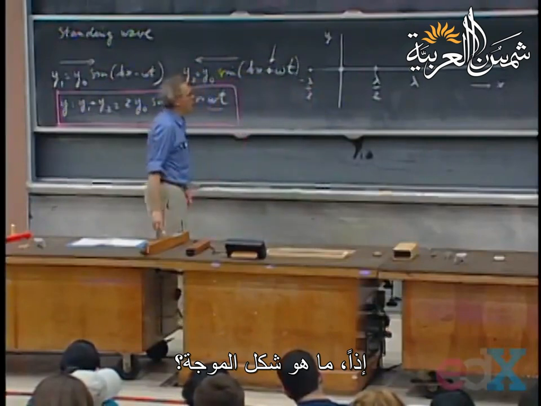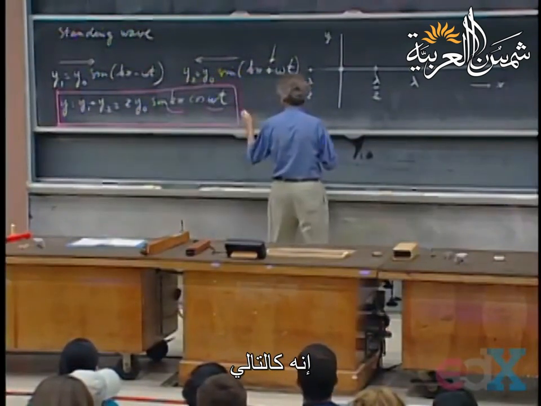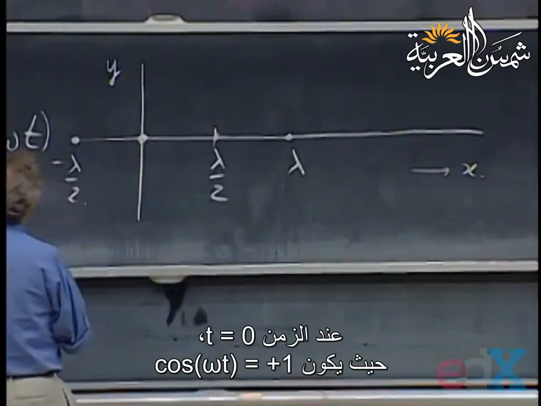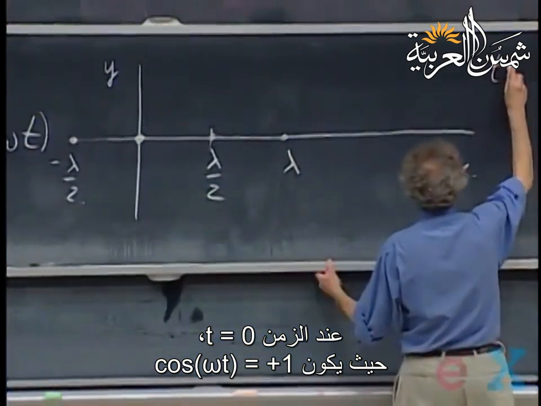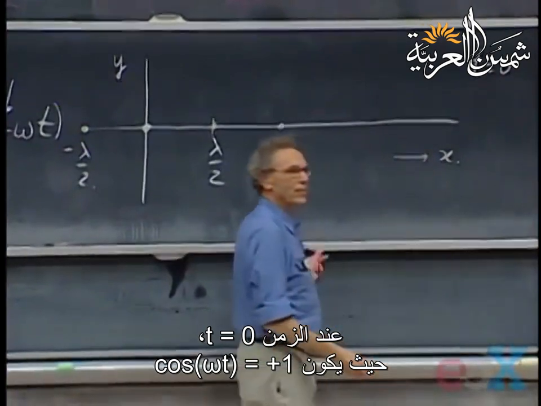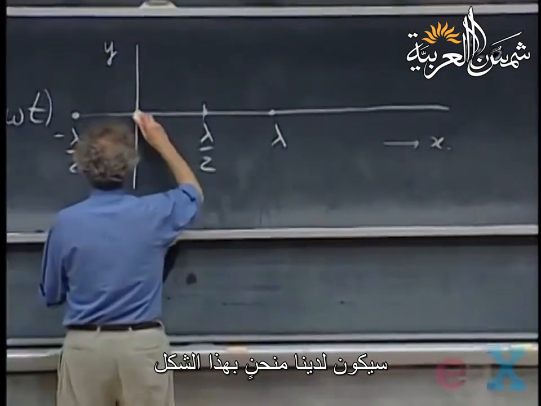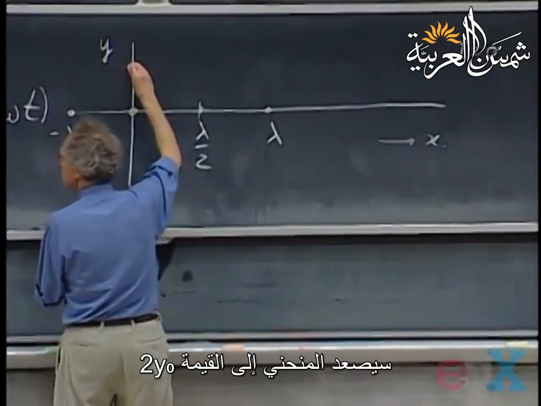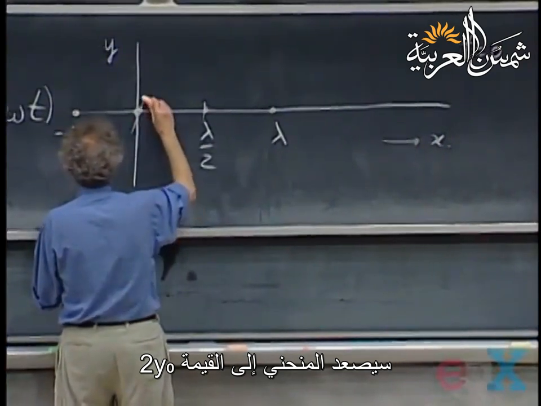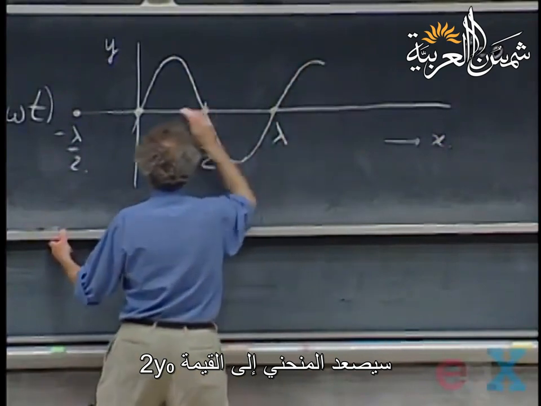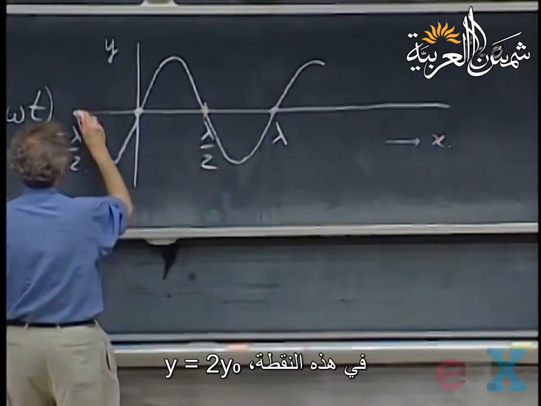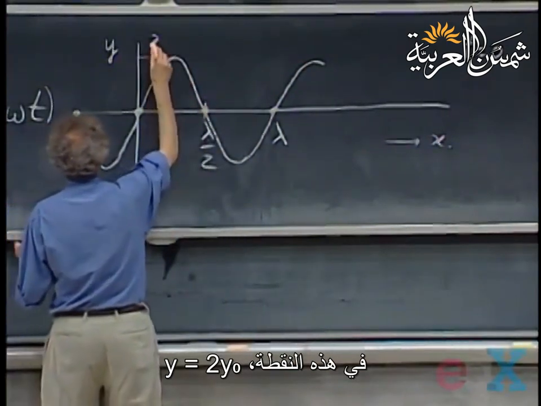So what will it look like? Well, you're going to see something like this. Let's take the moment when t equals 0, so when cosine omega t is plus 1. So we're going to have a curve like this. So this goes up to 2y0, like this. And this here is then my 2y0.